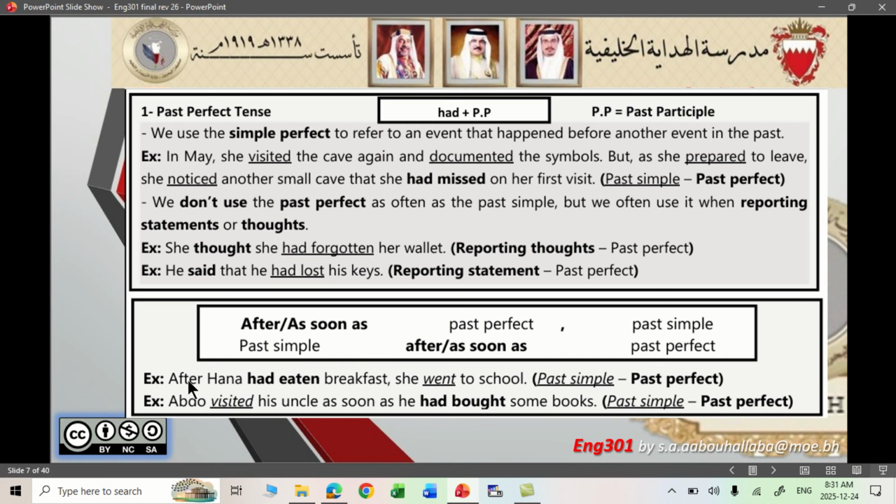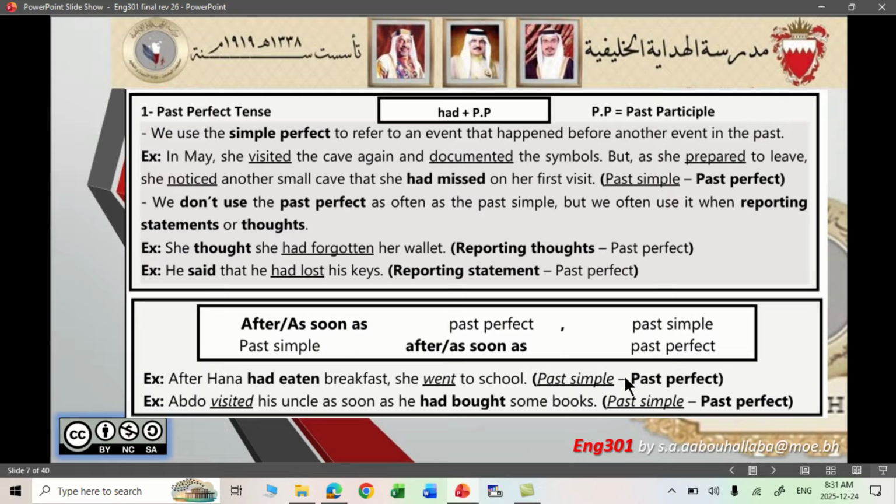Let's look at the examples. After: the past perfect comes after the word after and before the word before. We usually say after, before. The past perfect comes after the word after and before the word before. After Hannah had eaten breakfast, she went to school.